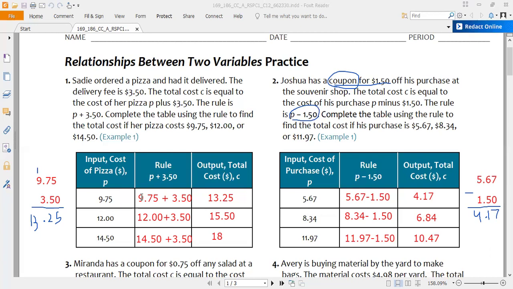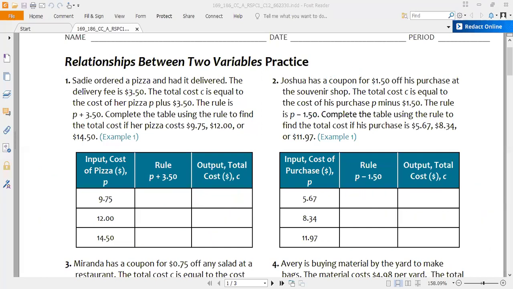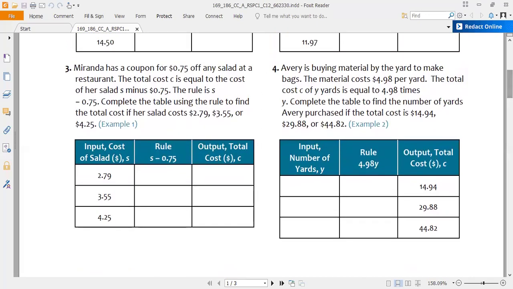Okay, so we solved these two questions. Now let us move towards question number 3 and 4. Question 3 and 4 are the same, he is just changing the numbers. From this question again, he is saying the coupon. It means 0.75 is the minus. You have to minus it from the cost that is given here. The cost of salad is S, and the output, that is the total cost, is C, cost total. So this is the rule, we have to do minus. Why we have to do this is mentioned here. So let us do the minus and we will see our answer.